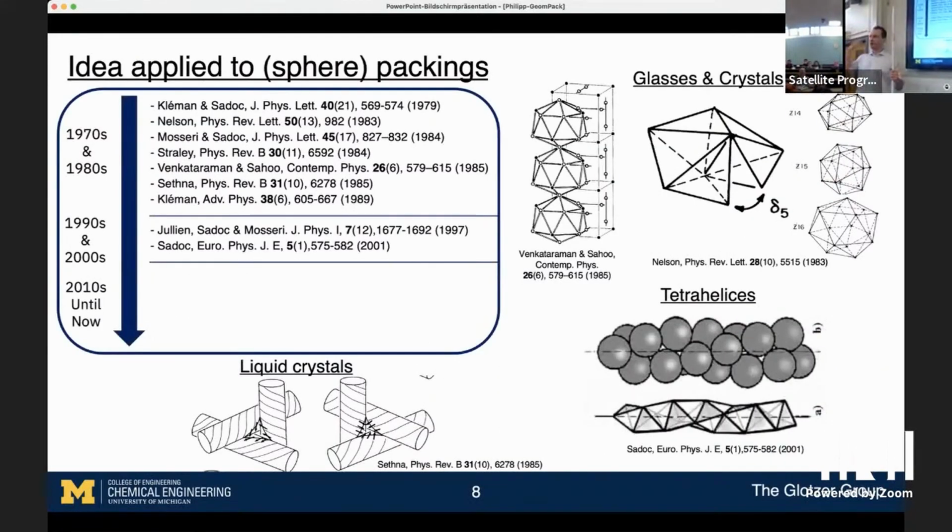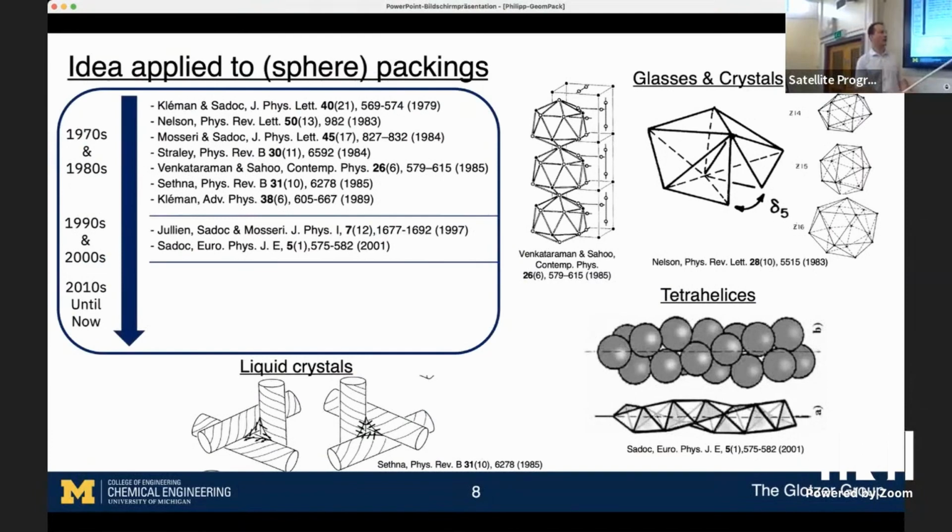The whole idea, however, if you go to 3D or 3D systems, is not new. There are lots of people who already looked at this in the late 70s and early 80s, and the names have already been mentioned by Jonathan, like Sadoc and Mosseri and Sethna, for example, who looked at them in different contexts to understand the local environments, for example, in glasses or in some of Laves phases or in the A15 phase.